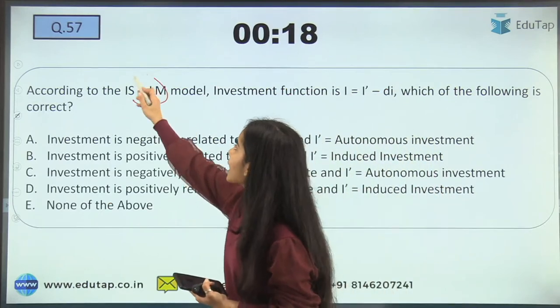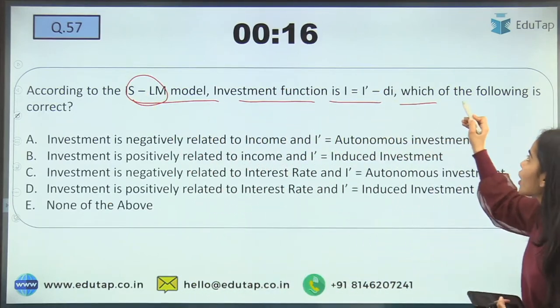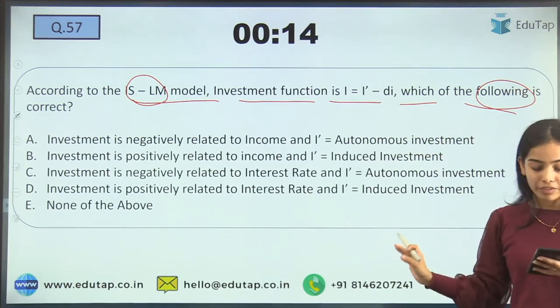Next is, according to the ISLM model, investment function is this. Which of the following is correct? So try to give the right answer of this one.